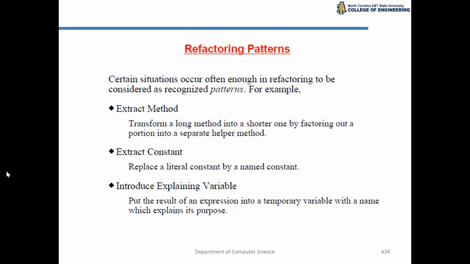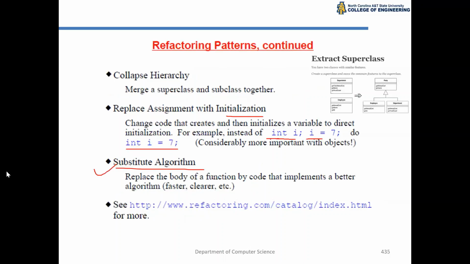There are different refactoring techniques. For example, extract method is the most popular one. If we have a long method, you can make it into shorter methods. Extract the constant: replace the literal constant by a named constant. You can use an explainable variable, a variable that can explain its purpose. Hierarchy is also used, for example, merge a superclass and subclass together. And also replace the assignment with initialization.